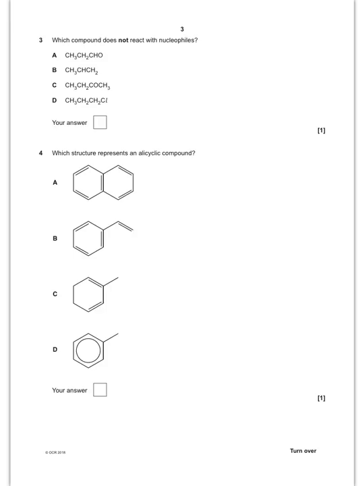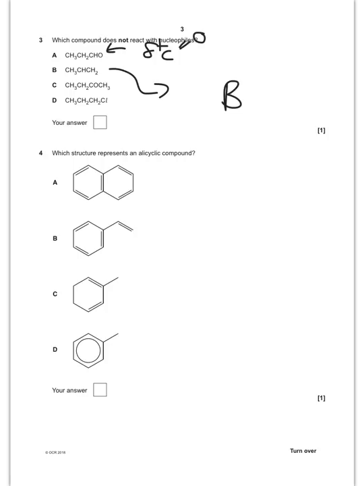So we're looking at what compound will not react with a nucleophile. A nucleophile is something that's going to be attracted to positive charge. So this is obviously an aldehyde group, so you've got a delta plus carbon, which would attract nucleophiles. However, B is going to be an alkene. An alkene will obviously attract electrophiles, so the answer is B.